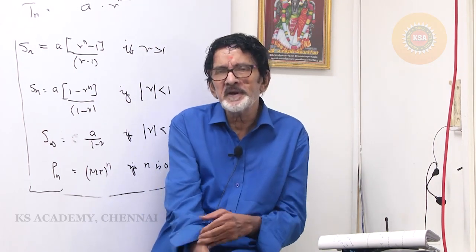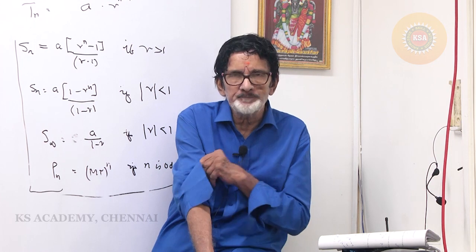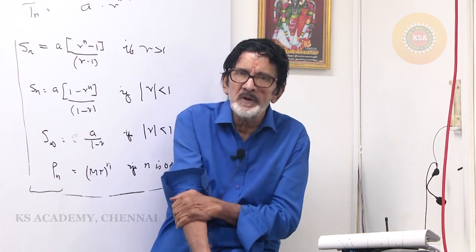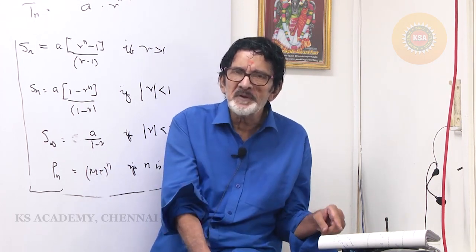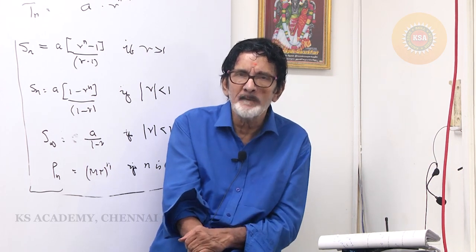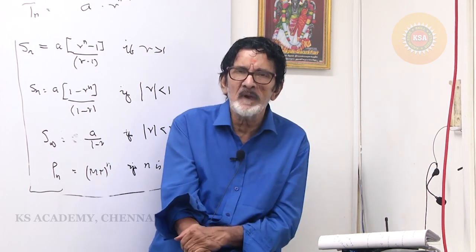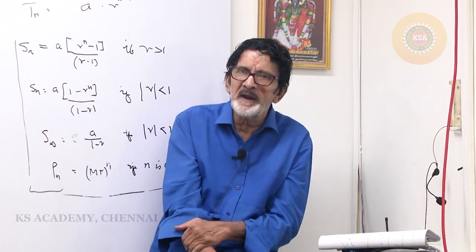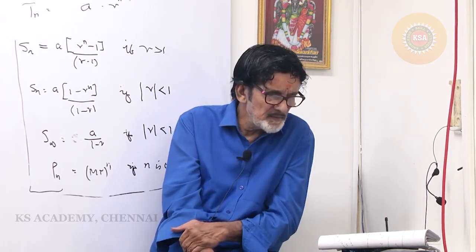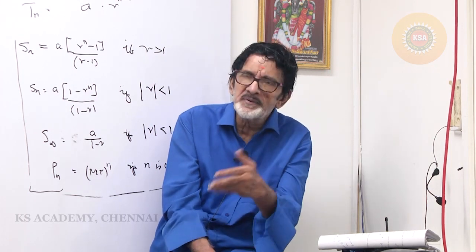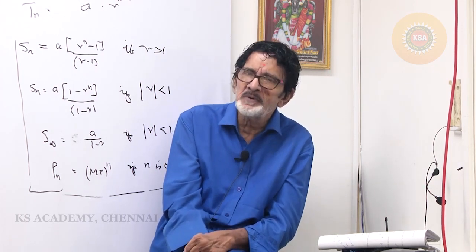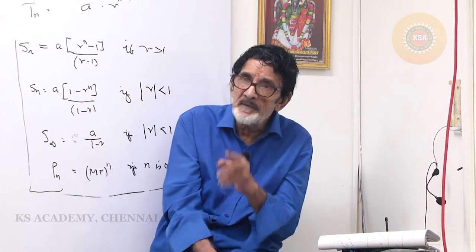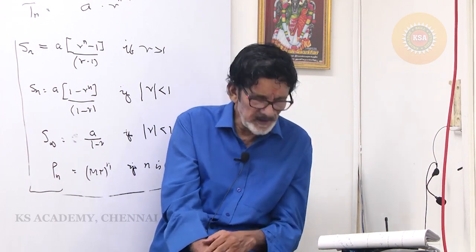I am using the technique which I taught in AP: S1 and T1 are always the same. What is the first term of the series? 7. S1 you are going to calculate. Each option is Sn, the sum of the terms. If you substitute n is equal to 1 and simplify, and you get 7, that option is correct.